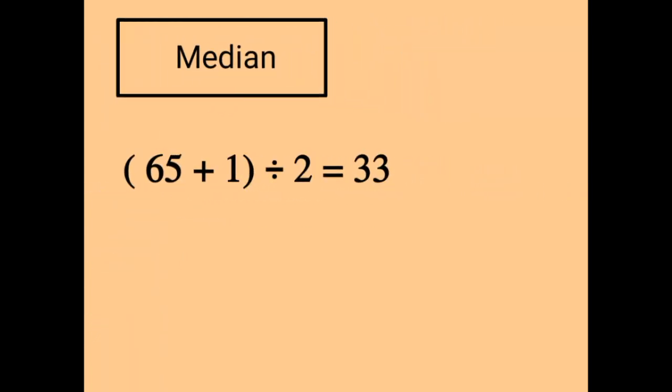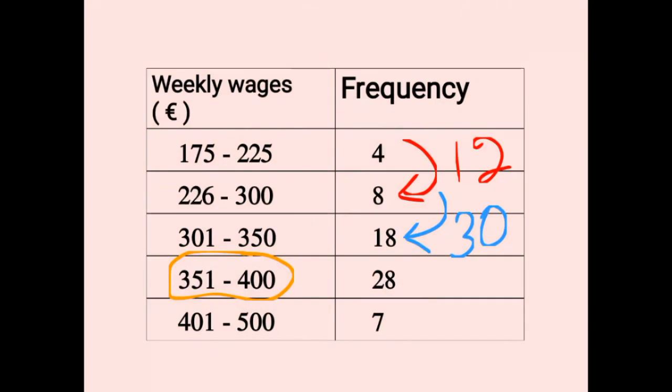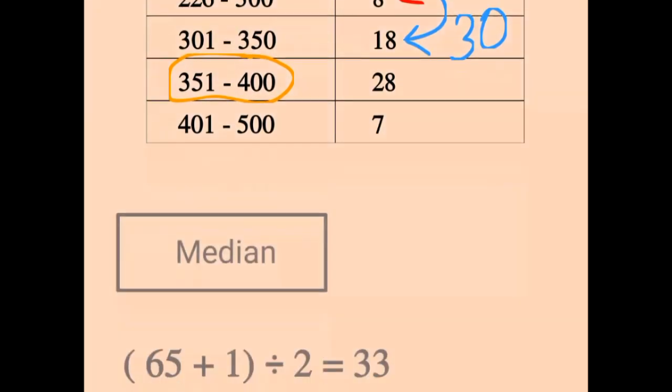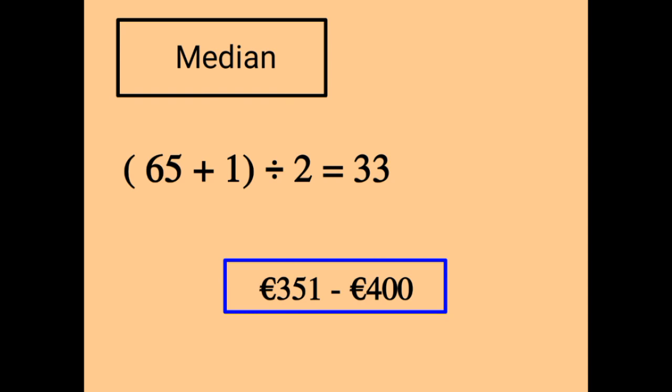Now, let's take a look at how to find the class interval containing the median. Adding all the frequencies gives us 65, and hence there are a total of 65 observations. 65 is an odd number, so the median is (65 + 1) divided by 2 equals 33. The median is the 33rd observation. As you can see here, there are 12 observations up to the interval 226 to 300 euros and 30 observations up to 301 to 350 euros. So, the 33rd observation lies in the class interval 351 to 400, and hence the interval containing the median is 351 euros to 400 euros.